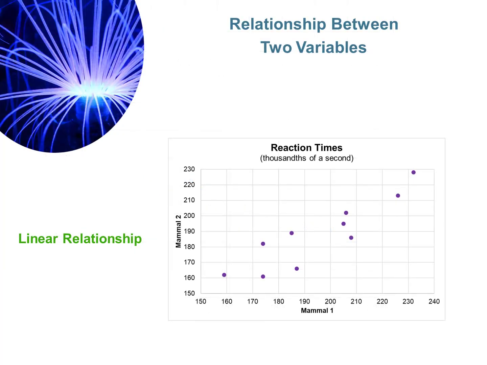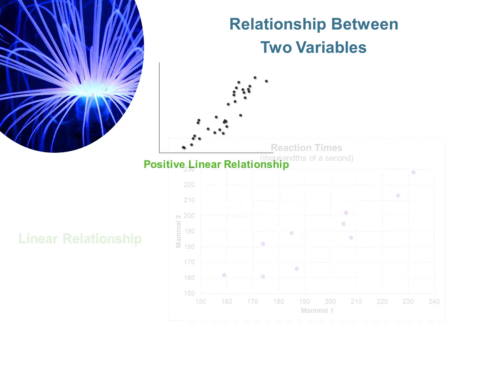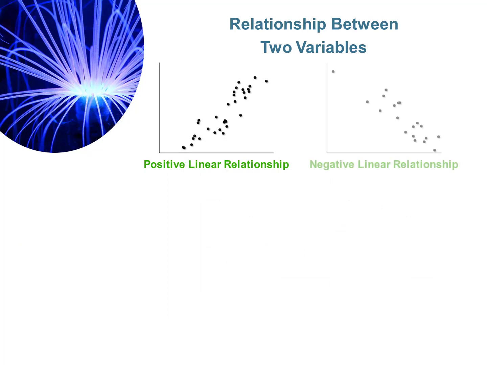With the reaction times, the points also tend to cluster around a straight line, from lower left to upper right. We describe this by saying that the relationship between the two variables is linear. When the points do not cluster around a straight line, the relationship is nonlinear. Consider some different examples of scatterplots that exhibit various kinds of associations.